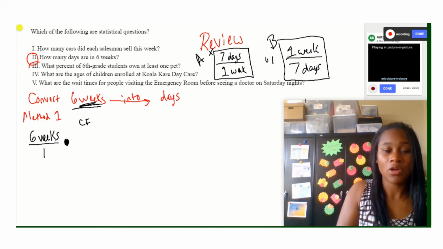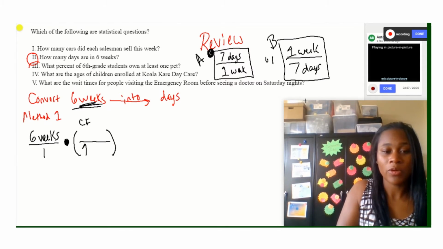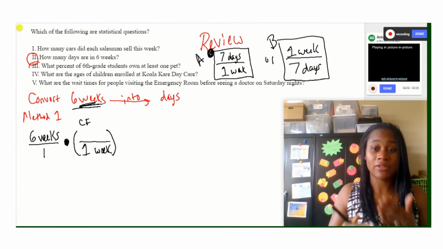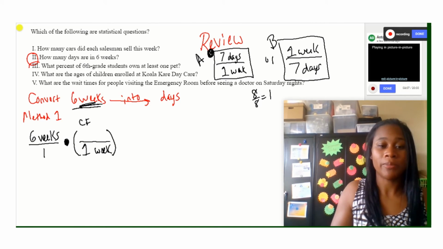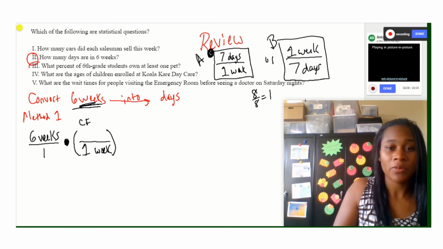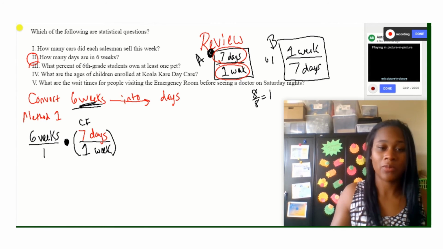Well, if weeks is already in the numerator and you want weeks to cancel out, you need to put weeks in the denominator. So I need to use option A. So I'm going to put 1 week down here. Since I have weeks in the numerator and weeks in the denominator, it's going to cancel out, because its value equals 1. Anything divided by itself equals 1. And the other part of the rate, so if I use this part of the rate for my denominator, I need to use the other part of the rate for my numerator. So I'm going to put 7 days here. Notice the 7 stayed with the days and the 1 stayed with the weeks.